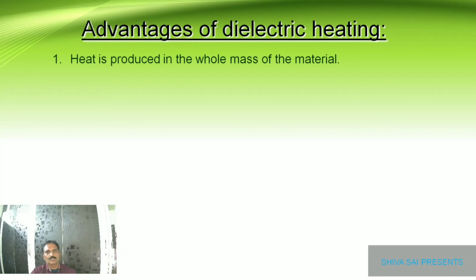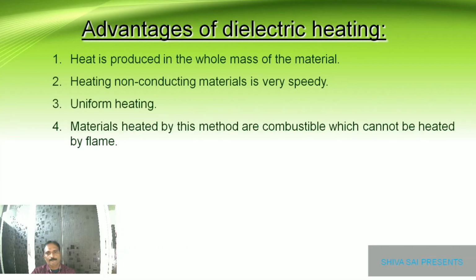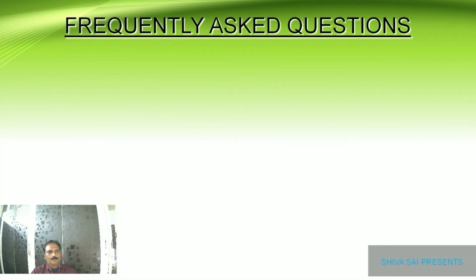So these are the advantages of dielectric heating. Heat is produced in the whole mass of the material. This is one of the major advantages compared to other methods. This is the method employed for heating non-conducting materials in a very fast way, and we also achieve uniform heating. So these are certain advantages we have.